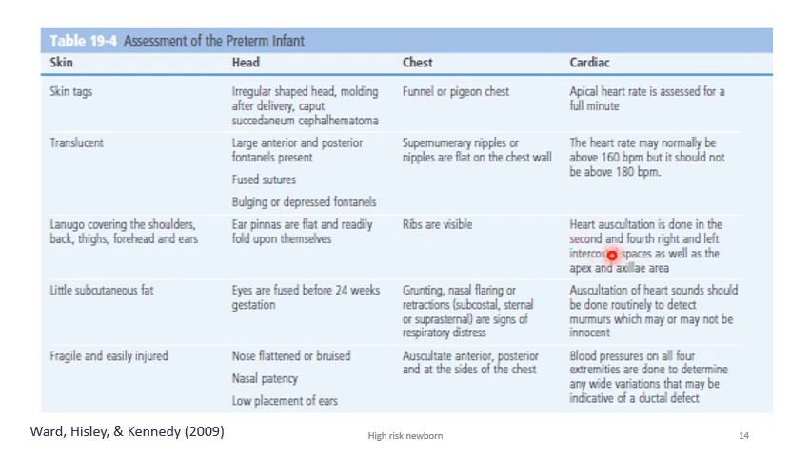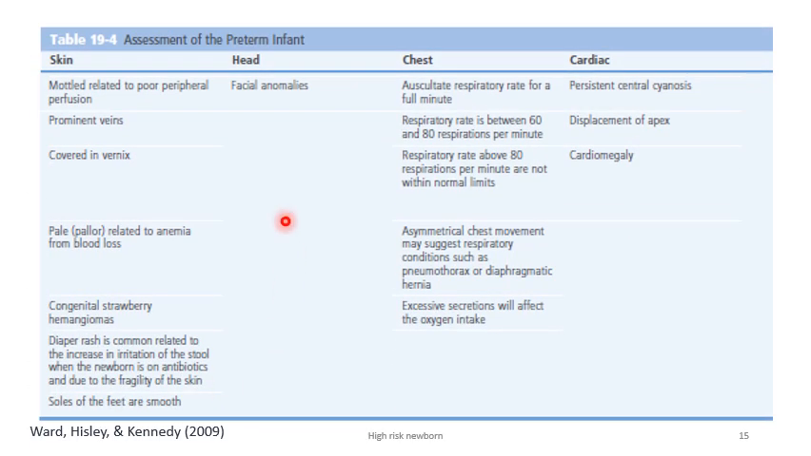And then we can do heart auscultation on the second and the fourth intercostal space, and listen to the heart sounds, whether there are murmurs or not. We can also take blood pressures on each of the extremities to make sure that the circulatory system is working well. Another assessment on the skin is that sometimes we see mottling, a sign of poor peripheral perfusion. Sometimes we can see veins that are very prominent. Sometimes we can still see the vernix, and we may see pallor, related to anemia from blood loss.